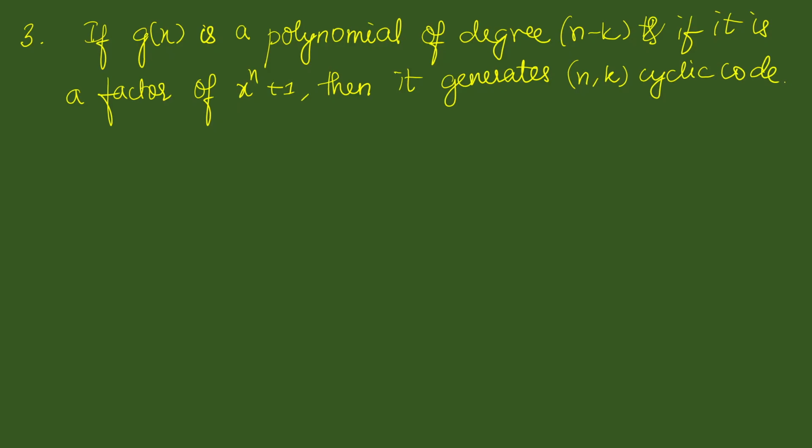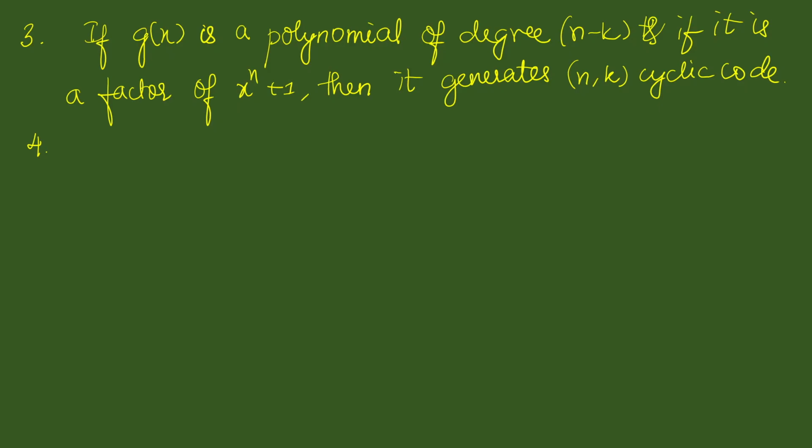Using the first two, we know that g of x is a generator polynomial, and we have been deducing what it means. But here, let's suppose I have g of x and I want to decide whether this polynomial is supposed to be a generator polynomial. How do we check that? We check if it is a factor of x raised to n plus 1, and then we see whether it has the degree of n minus k, knowing n and k, and then we decide that this could be called a generator polynomial.